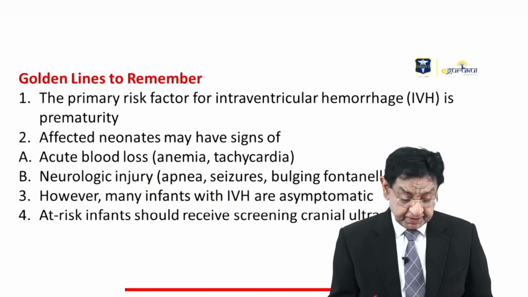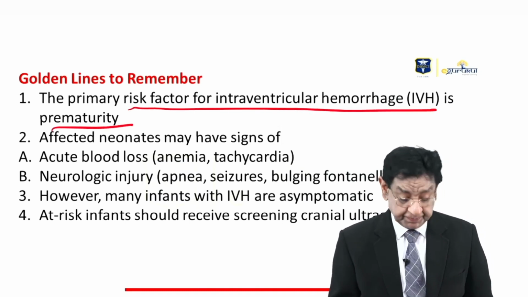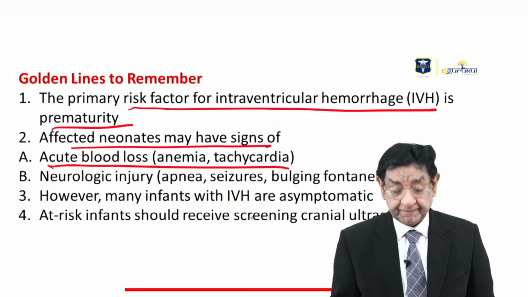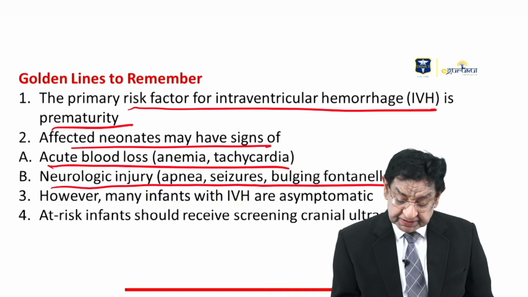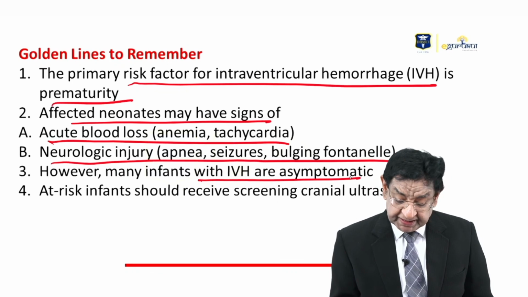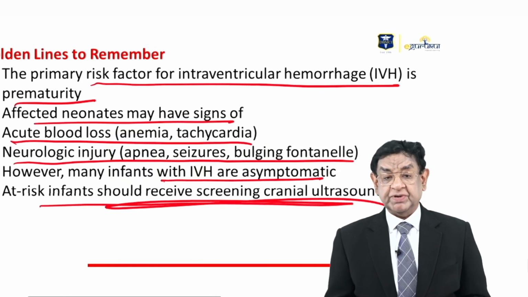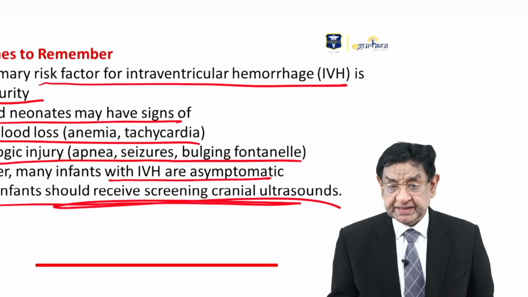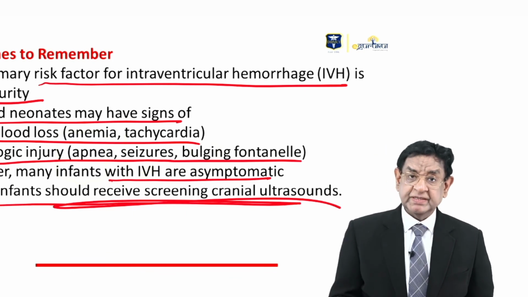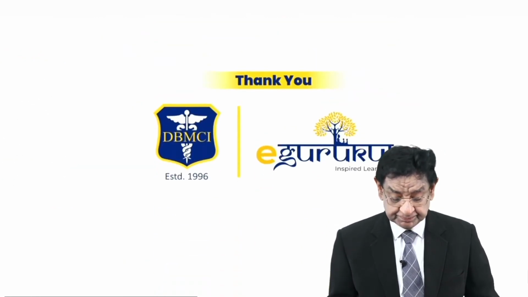Golden line to remember: the primary risk factor for intraventricular hemorrhage is prematurity. An affected neonate may have signs of acute blood loss, anemia, tachycardia. Neurological injury, seizure, bulging fontanelle, sometimes apnea can be there. Many infants are asymptomatic, and at-risk infants should receive screening with cranial ultrasound because in due course of time, if the bleeding is there, it can lead to cerebral palsy or delay or some problem in psychomotor development also. Okay. Thank you very much.